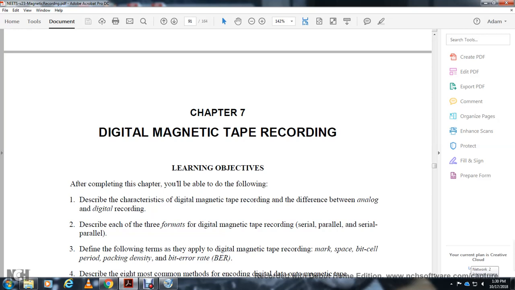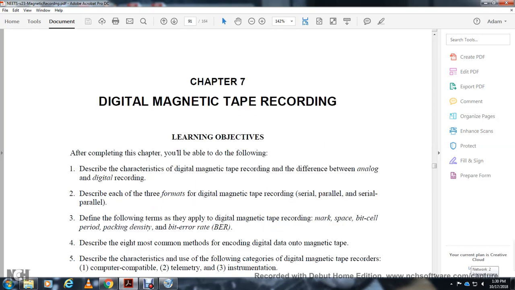All right, chapter 7, digital magnetic tape recording. I'm going to give it the release chapter. Be able to describe the character of digital magnetic tape recording, and the difference between analog and digital recording. Describe each of the three modes of digital magnetic tape recording: series, parallel, and series-parallel.